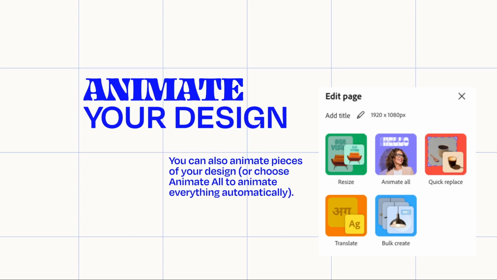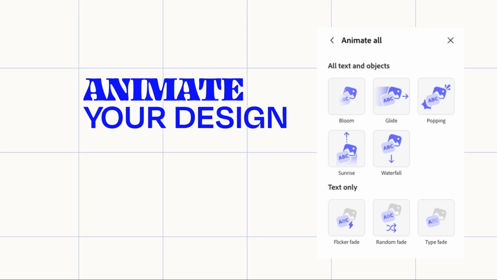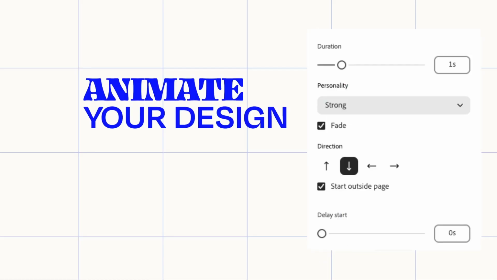I also love using the animation features in Adobe Express. You can animate individual elements or quickly select Animate All to have a single animation applied to your entire design. There are a few different options for Animate All, and you can pick one that fits the tone of your brand. If you've been following along, you know our example brand is a bold and playful bakery, so I might pick the popping animation over a softer animation like Glide. You can also customize individual elements of your design. You can change the duration, personality, fade, direction, and even delay the start of an animation if you're creating a video.